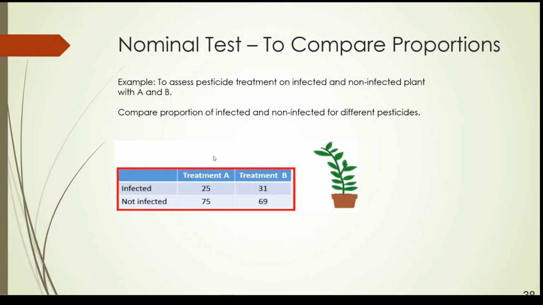And for both these pesticide brands, different brand A and brand B, we apply them on infected plants and non-infected plants. So the non-infected plant is actually a control group. And then the infected plant is the experimental group. Okay, I want to see how many percent of the infected is recovering after the treatment has been done for both treatment A and treatment B.